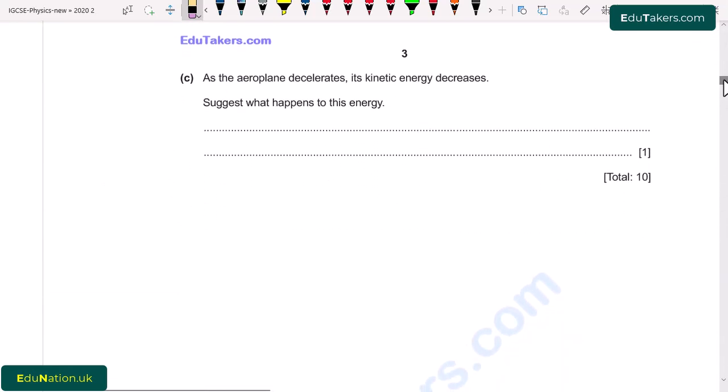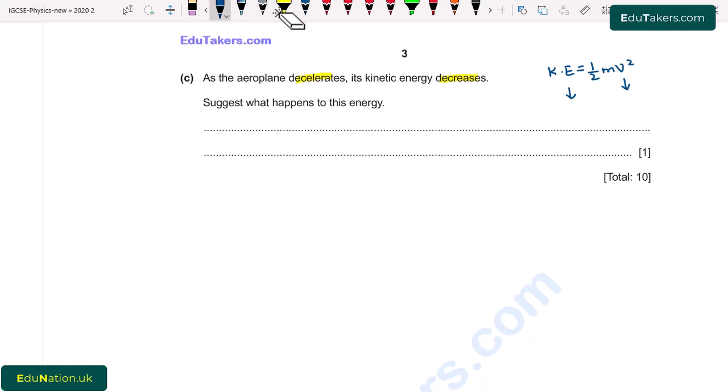Part C. As the aeroplane decelerates, the kinetic energy decreases. It means that when the speed of the aeroplane decreases, its kinetic energy also decreases, because we know that kinetic energy is equal to 1/2 mv squared. When speed is decreasing, its kinetic energy also decreases. Suggest what happened to this energy. So, we know that when the aeroplane slows down, its energy decreases. But we don't know where this energy goes.